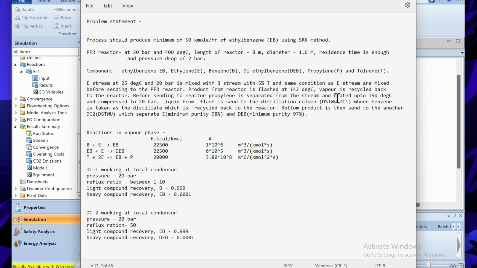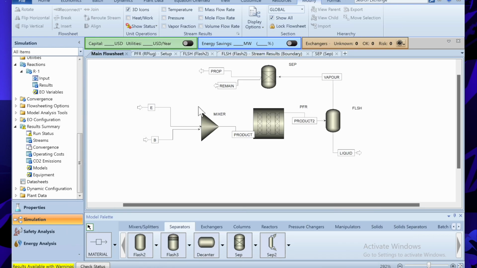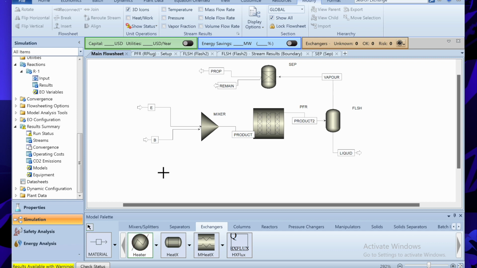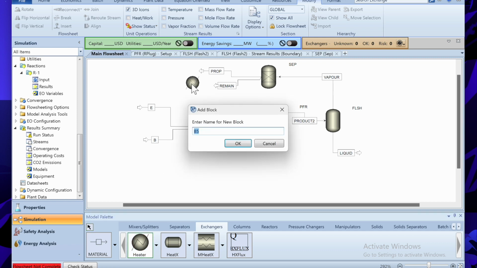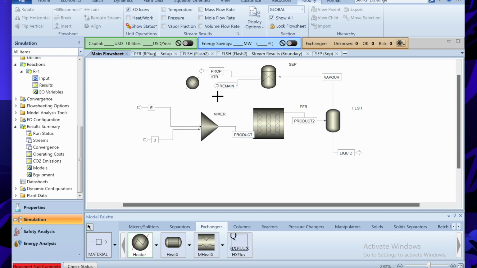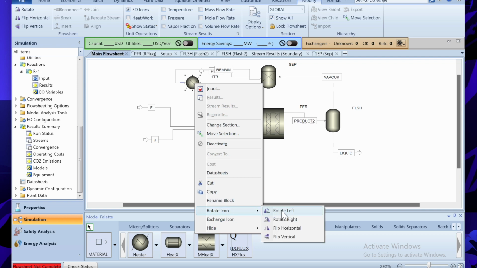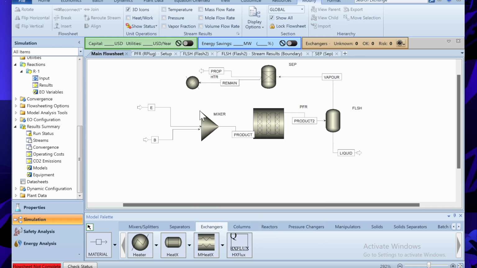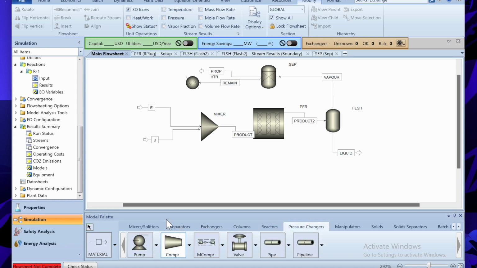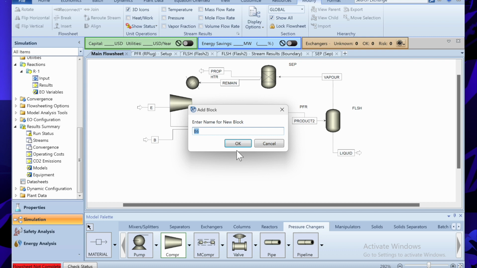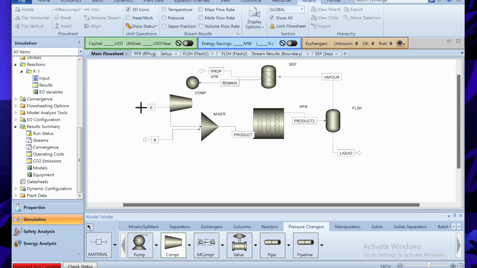Then it is heated up to 90 degrees Celsius and then compressed to 120 bar. Okay, so let's heat it. So heater, then it should be compressed.